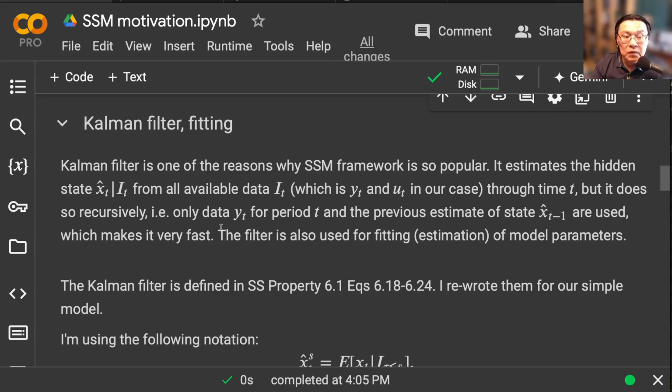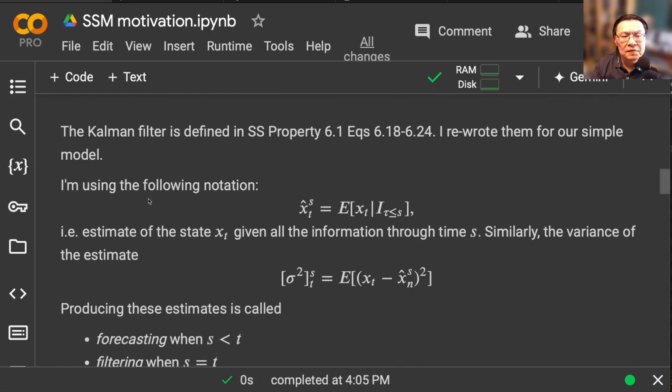So this filter also can be used for fitting, for estimation. Because while you are running the filter, you will be able to get the log likelihood function, which you can then maximize, right? So the Kalman filter is defined in Shumway-Stoffer's text in Property 6.1, equations 6.18 through 6.24. Please take a look at them. But you will find similar equations in any state space modeling text, so you don't need to use that specific textbook. So I rewrote these equations. I adapted them to our simple model.